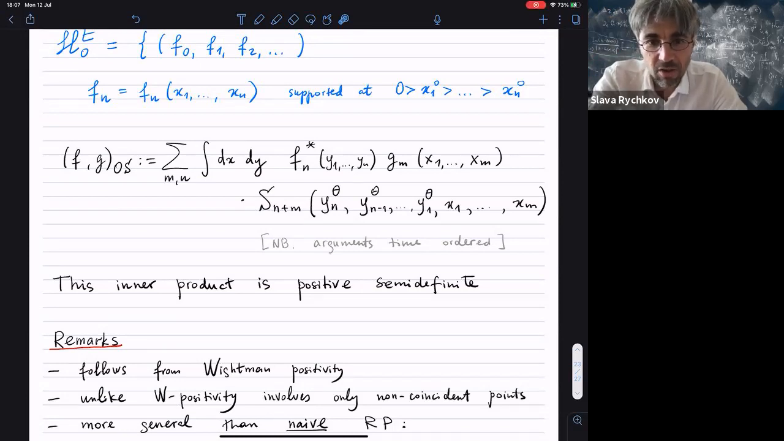And so those integrals could only be defined in the sense of tempered distributions. So that's why we insisted all along that Wightman functions have to be tempered distributions. Otherwise you can't even make sense of this positivity condition properly.